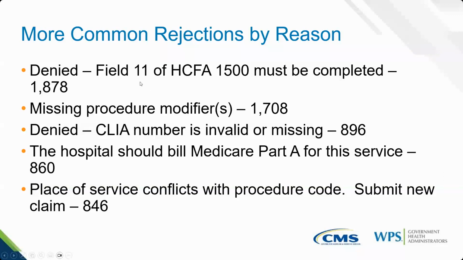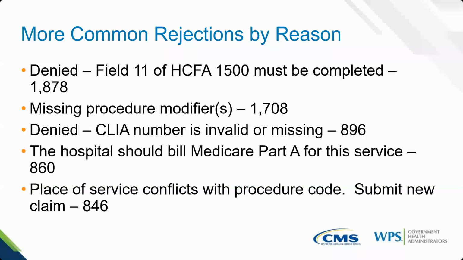In this case, Field 11 or Item 11 on the claim asks, is there another payer that's responsible for this claim or another insurance primary to Medicare? What happens most often is that the answer is no, but the claim form requires something in that field. So you can't just leave it blank. If there is no other insurance primary to Medicare, you need to actually place the word none in that field. Over 1,800 rejections.